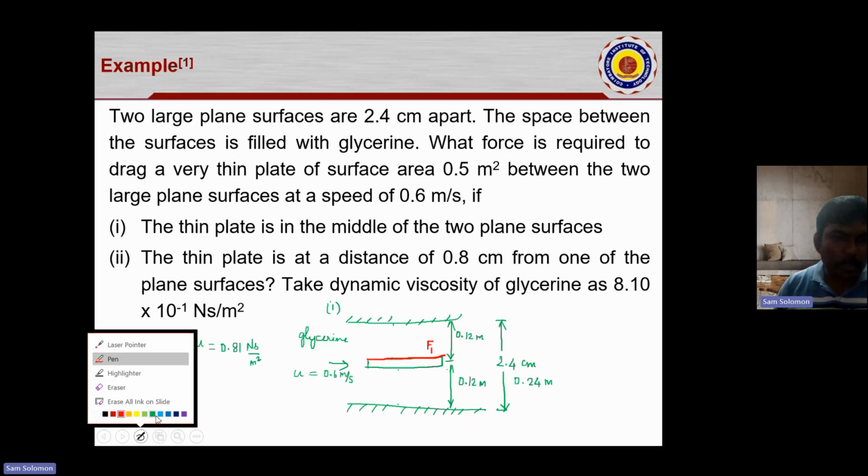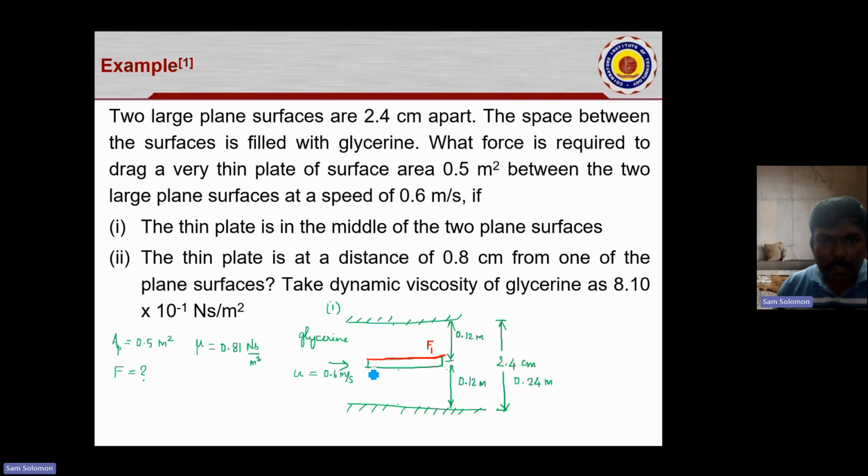And this plate has also got a bottom surface, and the bottom surface, which I am denoting with this blue color over here, will experience a force F2. So now, when they ask you to find out this force F, that is going to be the summation of F1 and F2. So we need to find out the value of F1 and F2, and then we have to add both of them.